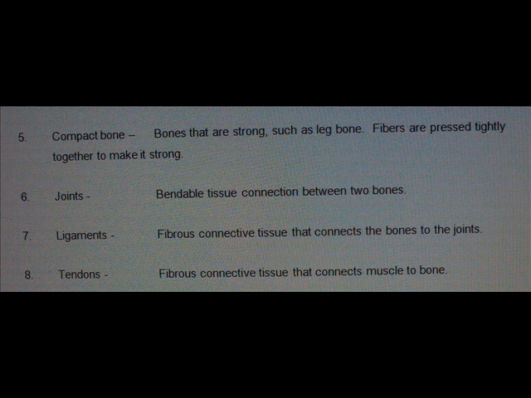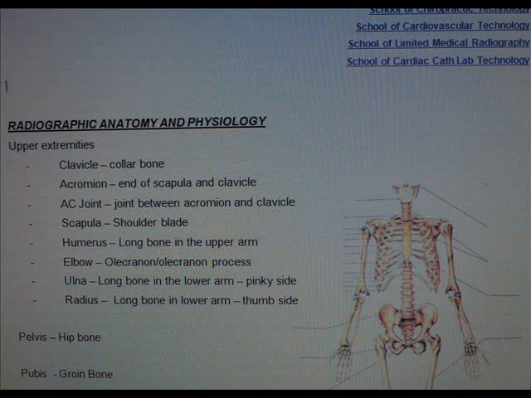Now let's look at the upper extremities. You have your clavicle, which is the collarbone. Acromion, which is the end of the scapula and clavicle. AC joints, which is the joint between the acromion and clavicle. Scapula is the shoulder blade. Humerus, the long bone in the upper arm. The elbow is the olecranon or olecranon process. Ulna, long bone in the lower arm.